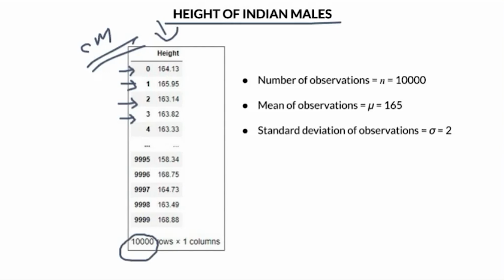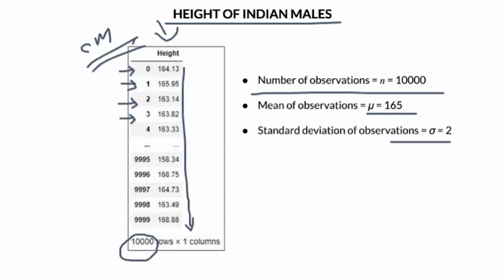So the number of observations here is 10,000. Now, of course, since these are 10,000 discrete values, you can go ahead and find simple things like mean and standard deviation. These are things that you can easily calculate, right? You have 10,000 values. You can just use the very common formula to find the mean and standard deviation. So here we have a mean of 165 and standard deviation of 2.